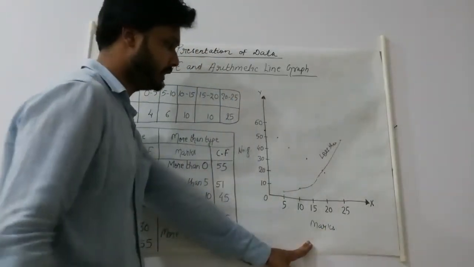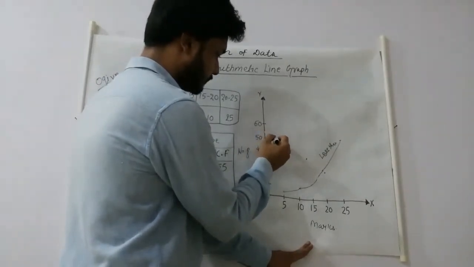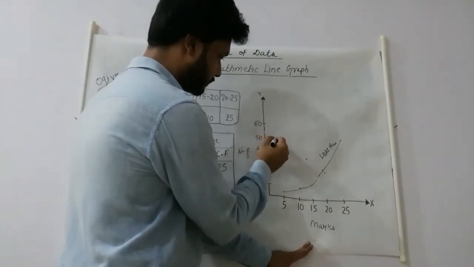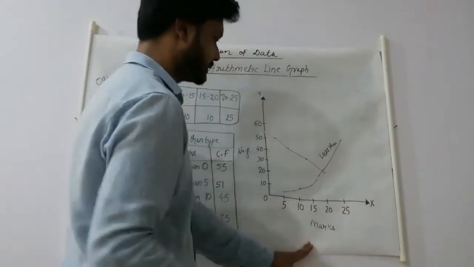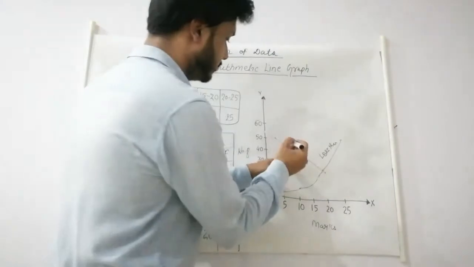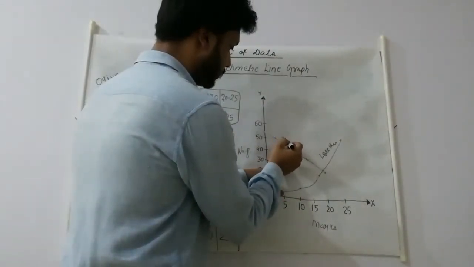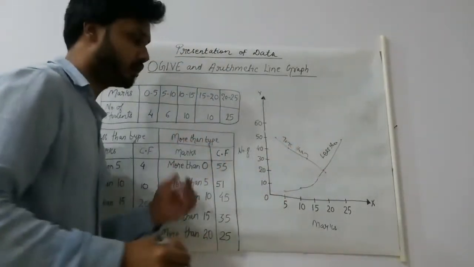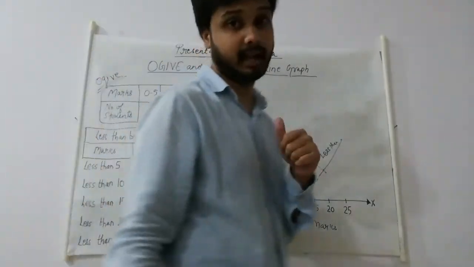Like this. Okay. And just join the line. As the points are joined, students, we have got the line of more than ogive. This line will represent more than ogive. Okay, more than.